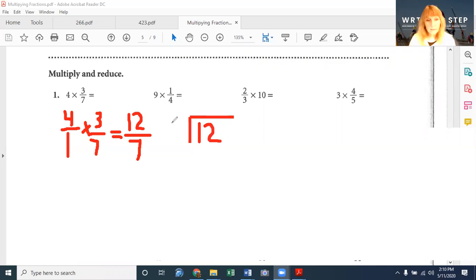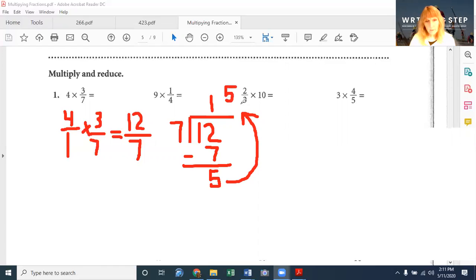12 on the inside, 7 on the outside. So I say, how many 7s can go into 12 without going over? That would be 1, right? If I do 2 times 7, that's 14, and that's over. So just 7 times 1 is 7. And then I take 12 minus 7, and I get 5. And I take that remainder 5, and I bring it up to the top. And it becomes 5 on top and 7ths on the bottom. So the real answer then is 1 5/7.